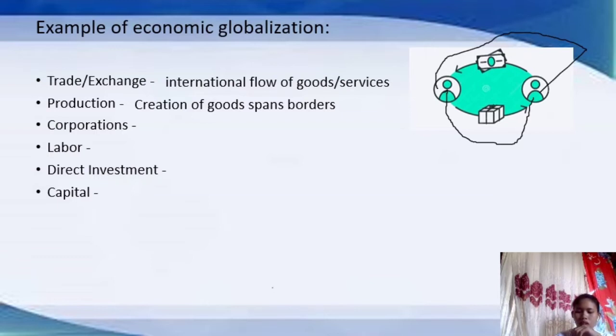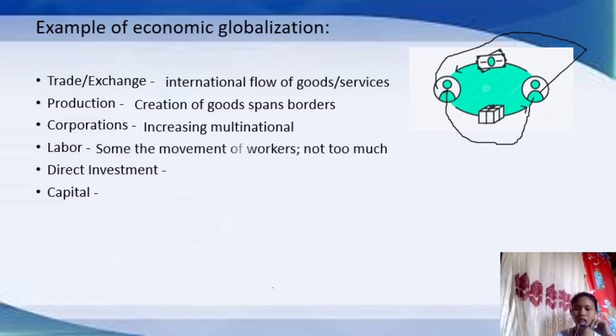Another is the corporation. Corporations are increasingly multinational. A corporation is a legal entity that is separate and distinct from its owner. Under the law, corporations possess many of the same rights and responsibilities as individuals. They can enter contracts, loan and borrow money, sue and be sued, hire employees, own assets, and pay taxes.